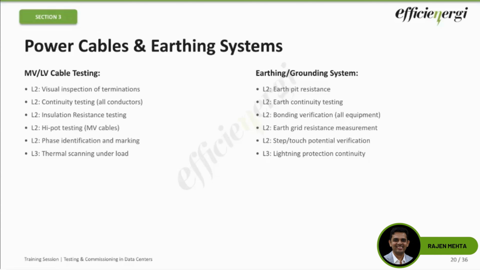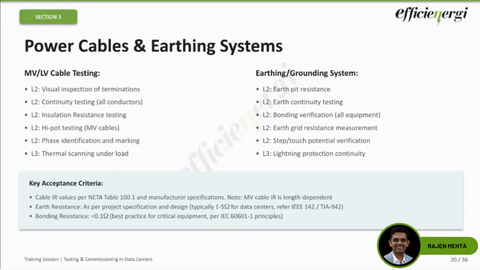Now, the typical values for earth pit resistance that you will expect, which I've mentioned below for both IR and earth resistance, are 1 to 5 ohms typically for data centers, I would say. Here there are different standards. IEEE 142 is there, IS 3043 is there, TIA 942 is there. Each one of them provides certain different conditions and different ranges. But typically 1 to 5 ohms for a data center earth pit resistance is important. Multiple pits in parallel reduce the total resistance, and testing using the fall of potential method is what is ideally recommended.